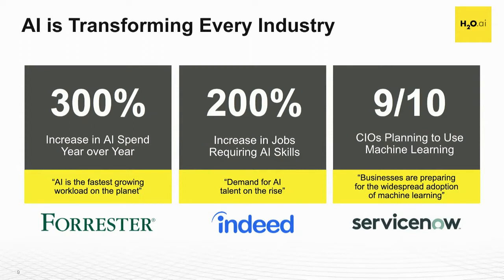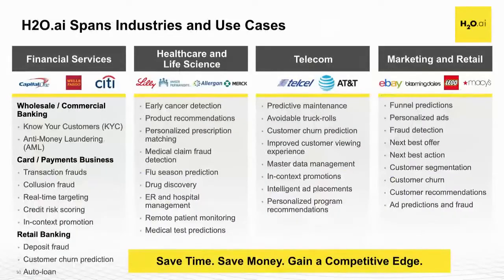In some ways, more than ever during these times, we want to have the best understanding of what's happening in your business and try to forecast what's going to happen next, right? And so AI is something that can be used across every single industry, whether it's financial, healthcare, life sciences, telecom, marketing and retail, et cetera. And what we're looking to do is figure out how we can make this as efficient as possible, help companies save time, save money, and gain a competitive edge.